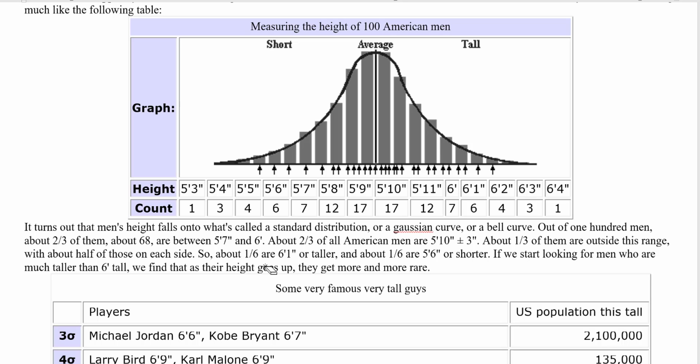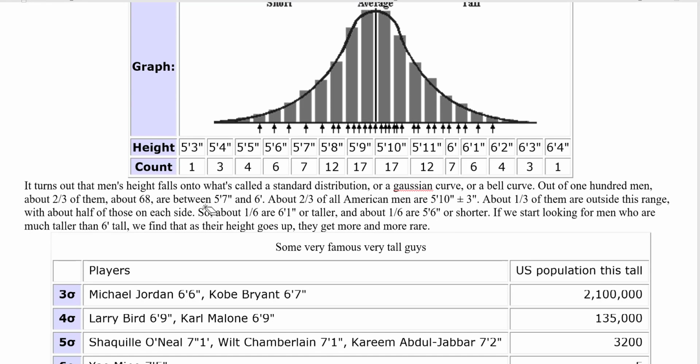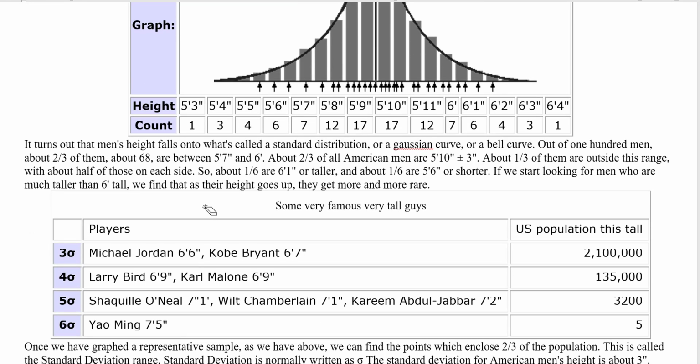That's going to be someone past 6'1", 6'2", and I listed a few of them here. If you were out 3 standard deviations, you guys probably recognize Michael Jordan. Here are some interesting ones at 3 standard deviations, 4, 5 and 6. Kobe Bryant, 6'7"; Larry Bird, Karl Malone, these are old basketball players, 6'9"; Shaquille O'Neal, Wilt Chamberlain, Kareem Abdul-Jabbar, 7'1", 7'2", and there's Yao Ming.